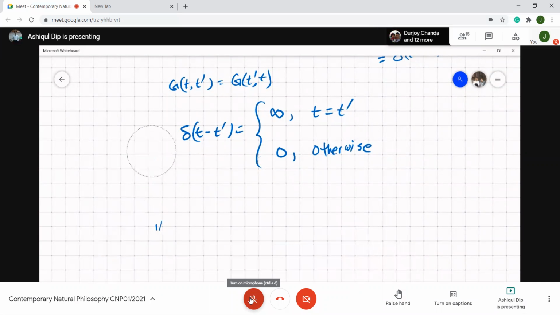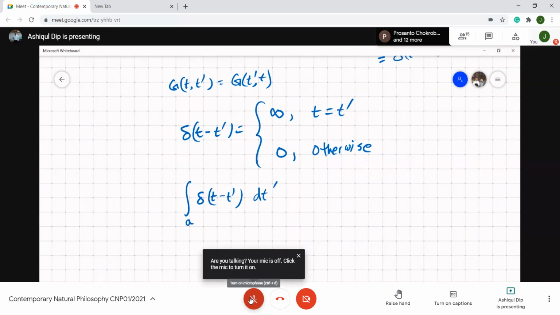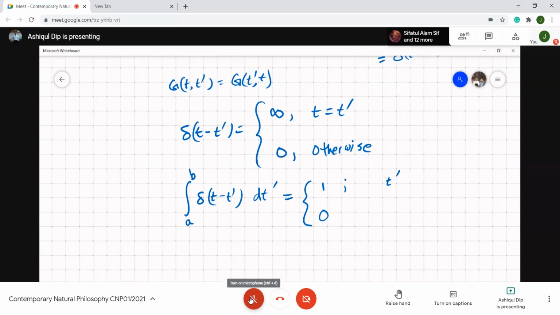Okay, so this is one thing. And also, not all infinities are the same. If you multiply an infinity by a number, it's again infinity, but some infinities are bigger than others. So we have to take care of that. So there is another property we have to impose on the delta function: if you integrate delta of t minus t prime over t prime from the limit a to b, it gives you one of two things, 1 or 0. 1 when t prime strictly lies between a and b, and 0 otherwise.